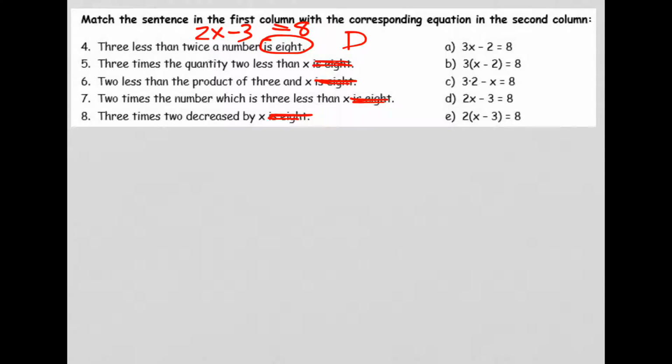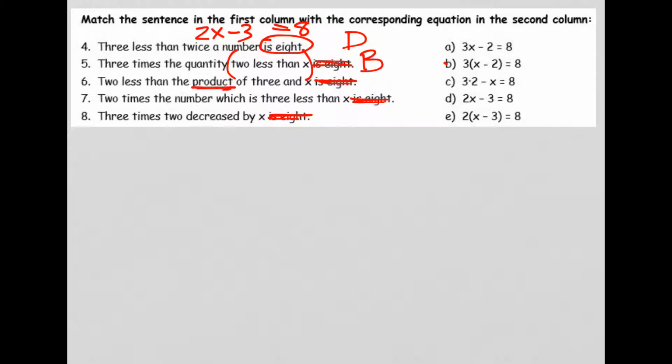3 times the quantity, that means this is going to be in parentheses. This is the quantity, 2 less than x. Well, 2 less than x is x minus 2, and that looks like B. Plus, then you got to go 3 times that. It totally makes sense.